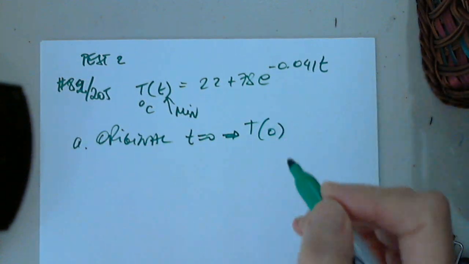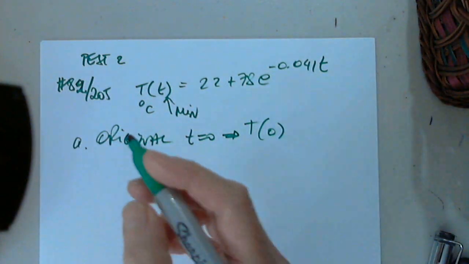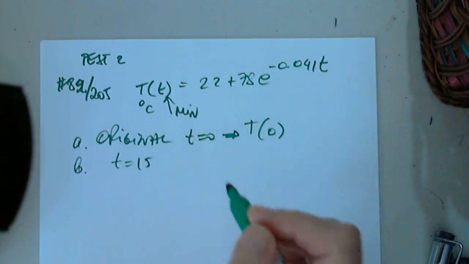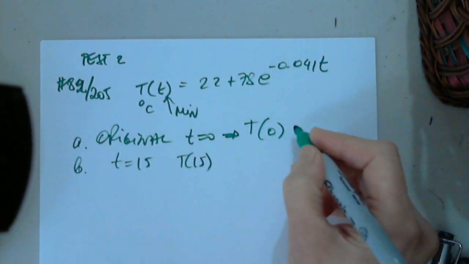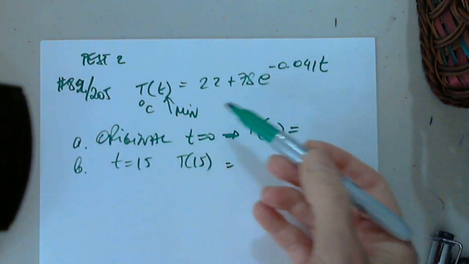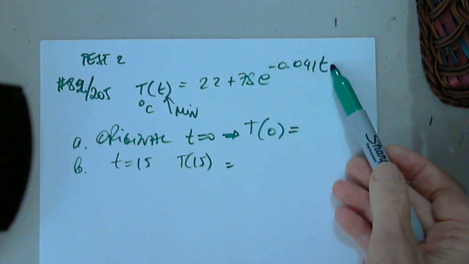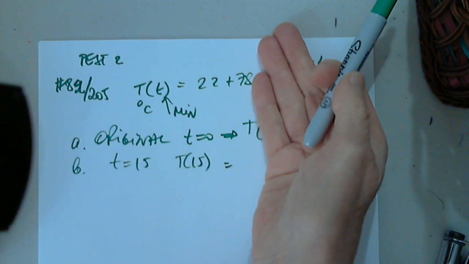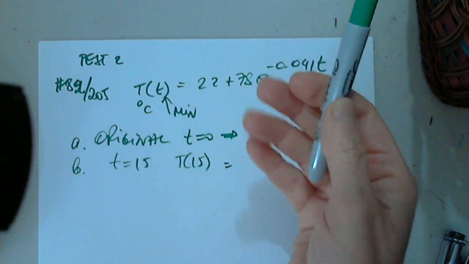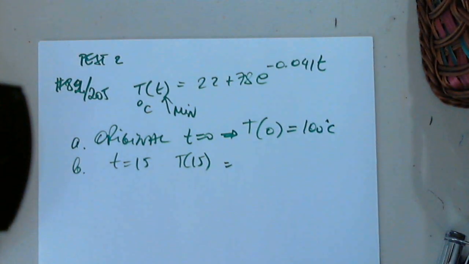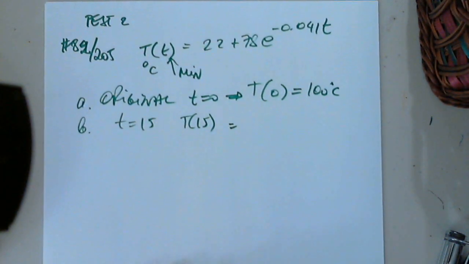We have to find T of 0. And what was the water temperature after 15 minutes? Same thing, when t equals 15. And I'm sure you can plug this in the graphing calculator. Be careful, this is very easy because this is 0, e to 0 is 1, so 22 plus 78 is 100 degrees Celsius. Okay, so that's one problem down.